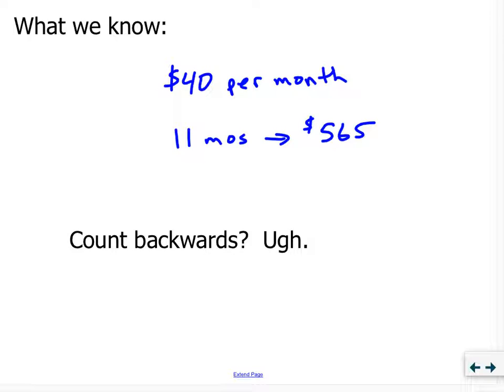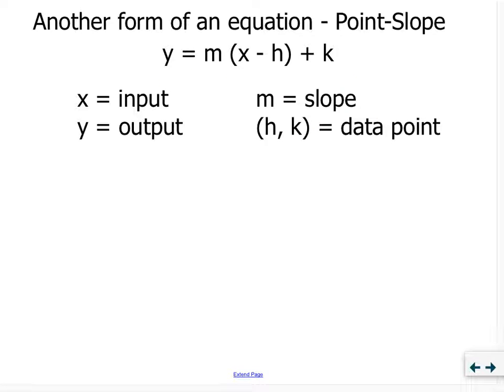Maybe I didn't know how much money I had in the account to begin with before these deposits began. Well, I could always count backwards, but I really don't want to count backwards to figure out how much money I had after 10 months, 9 months, 8 months, to get all the way back to that initial value. I'm not going to be counting backwards. So there's another, more efficient way to do this problem. There's another form of an equation called the point-slope form of an equation. I'll let you pause it here, and then we can talk about what a few of these things mean.